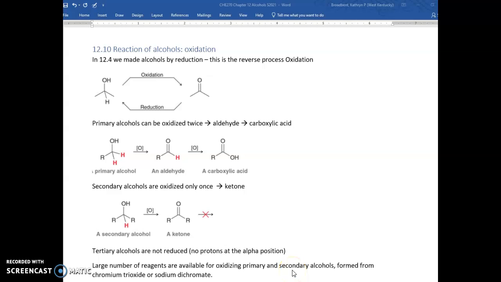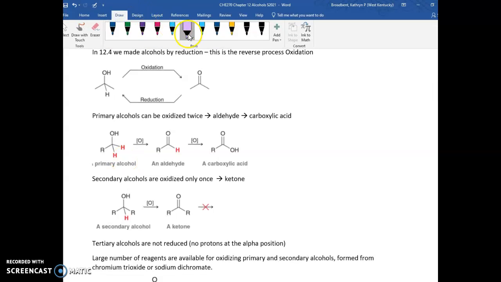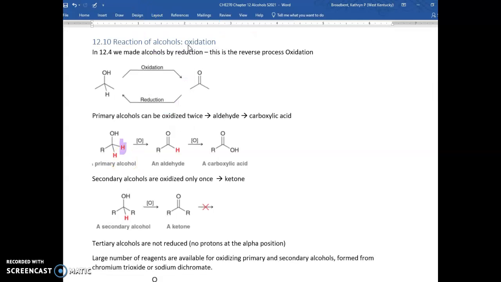So let's look at the oxidation of alcohols. In 12.4, we made alcohols by reducing, and now we're going to do the reverse process, oxidation. We're going to get rid of our alcohols. Primary alcohols can be oxidized twice because they have two hydrogens. And so you remove one, you get the aldehyde. You remove both of them, you get a carboxylic acid.